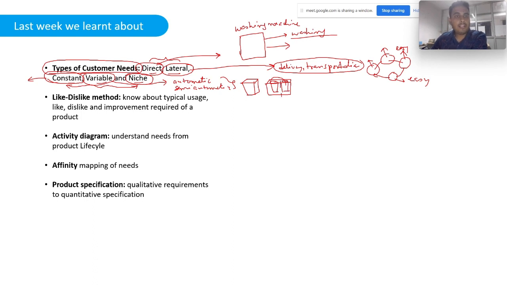Niche needs are like special needs. For example, someone may ask for Bluetooth connectivity in order to visualize what's going on, how the clothes are washing. Someone may ask for camera facilities, and generally those are not addressed in commercial products. However, if it's for a small segment of customers, then probably a designer may think about satisfying those requirements.